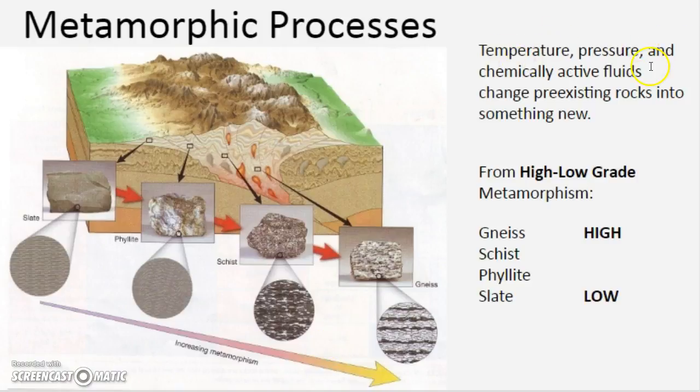Temperature, pressure, and chemically active fluids change pre-existing rock into something new. When we talk about high and low-grade metamorphism, we're going to talk about gneiss being a highly foliated type of rock, right? It's a high grade of metamorphism. And then slightly less than that is schist, which would be a medium grade. Phyllite would be a lower grade, and slate would be a low-grade metamorphic rock. But these are the four primary foliated types of rocks that we're going to look at.